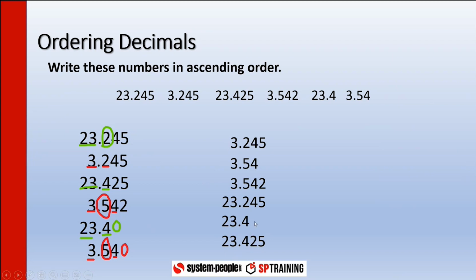Notice that where you've got just the tenth, then the hundredth and the thousandth would be zeros. Okay, so that's 0.400.